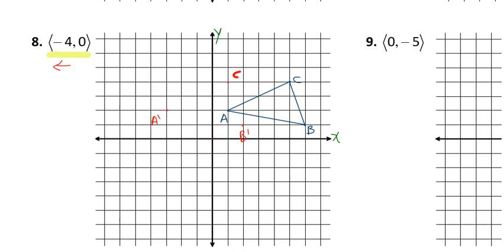I'm just approximating the position of the points because it's very hard to draw on the computer. But when you're doing it on paper, you have to be very exact with your drawing. Now I'm going to connect the points. Okay, so that's how the translation for number 8 looks, just moving 4 units to the left.